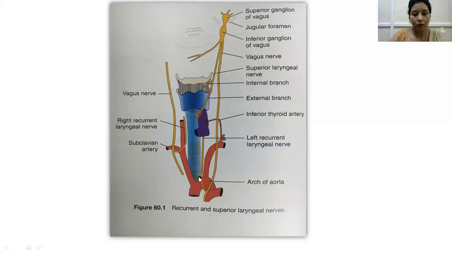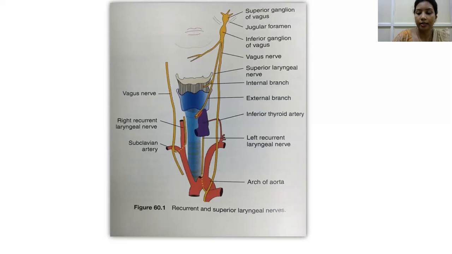It turns around or curves around the arch of aorta and then goes upwards. Since it goes in the opposite direction of its mother nerve, we call it a recurrent course. So it traverses up in the tracheo-esophageal groove. Similarly, on the right side also, once it curls around the right subclavian artery, this nerve goes in the tracheo-esophageal groove upwards, and ultimately it supplies all the muscles of the larynx, piercing in relation to the cricothyroid joint.